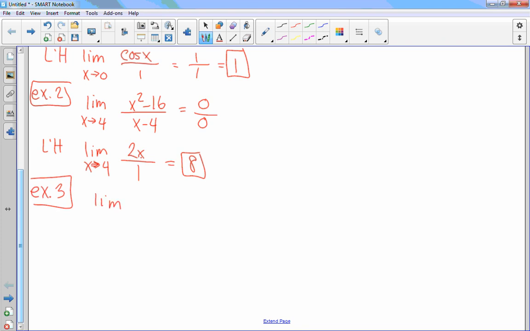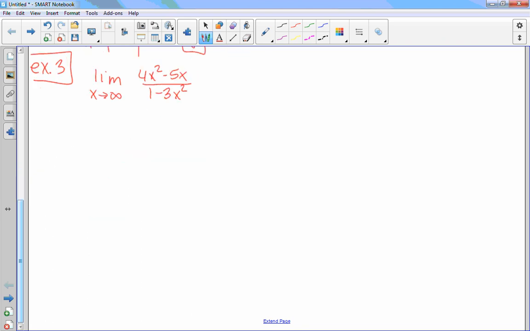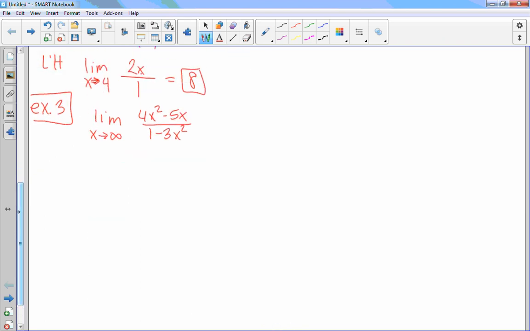The limit as x approaches infinity of 4x squared minus 5x over 1 minus 3x squared. Why don't you try that by yourself? Make sure first you actually get an indeterminate form. If you're not getting an indeterminate form, you cannot use L'Hopital's rule. So it has to be one of the ones that we listed.